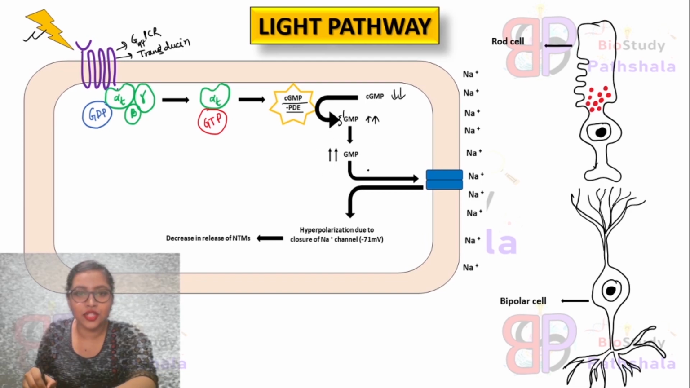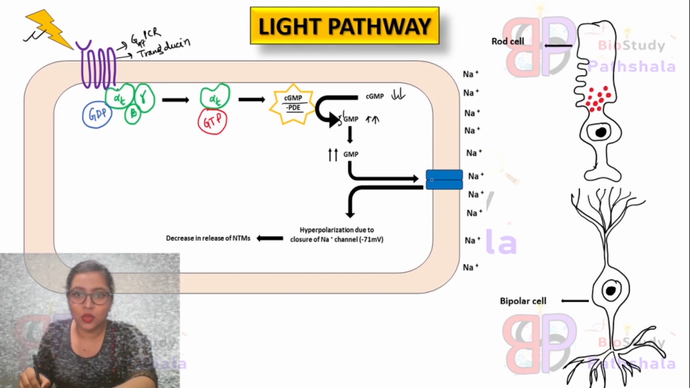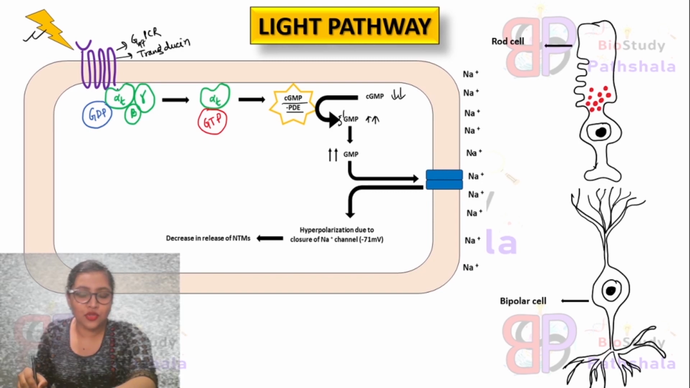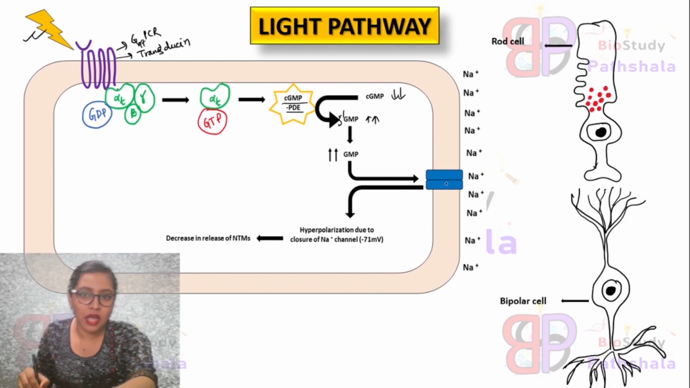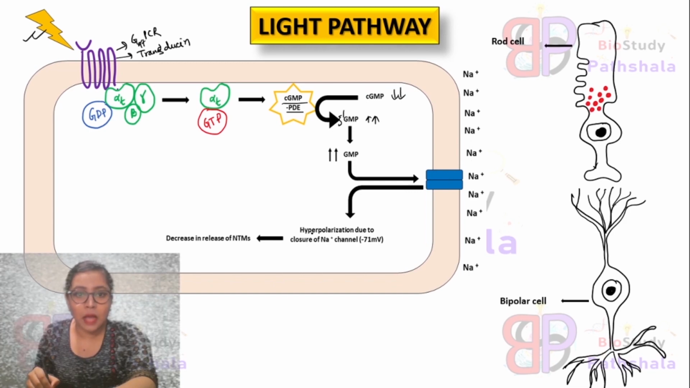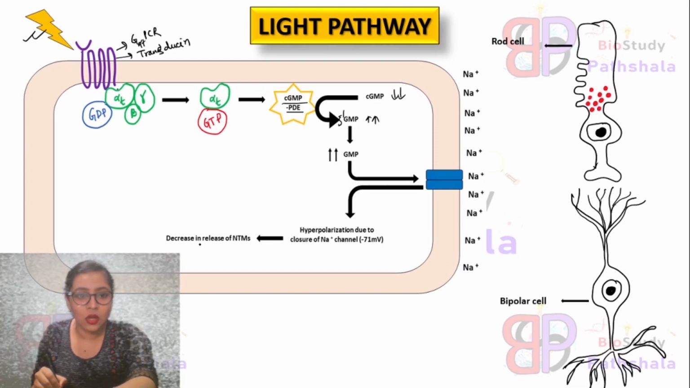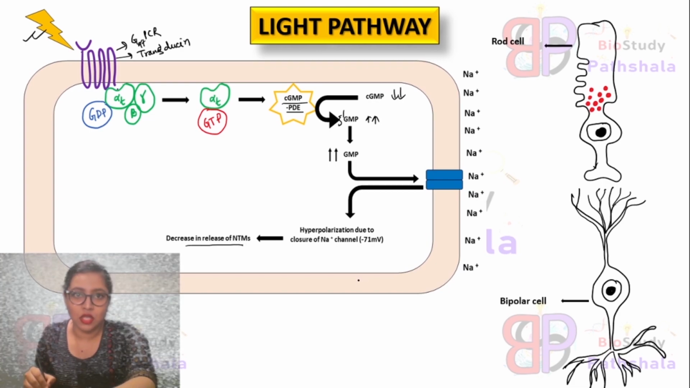And the low concentration of cyclic GMP results in the closing of the cation channels like sodium channels and calcium channels. So the closing of the channels results in no entry of cations like sodium ions and calcium ions. Hence the hyperpolarized state inside the cell persists, and this hyperpolarized state results in a decrease in the release of neurotransmitters, and this is how the light pathway occurs. Now we will see the dark pathway.